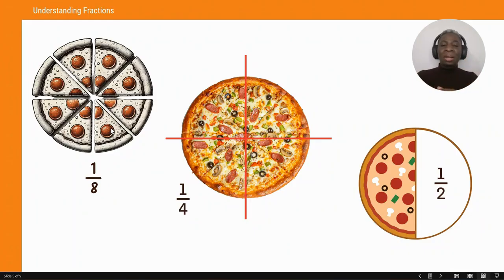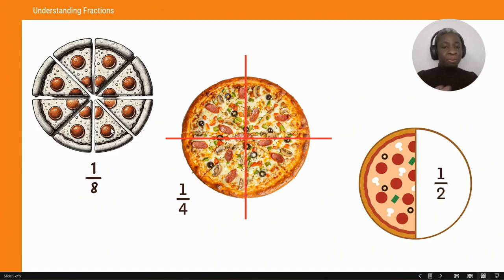Now look at the second image. From this image, this pizza was divided into how many parts? Yes, 4 parts. Now let's say you are taking 3 out of the slices of this pizza. That will give us what fraction? Yes, that will give us 3/4.